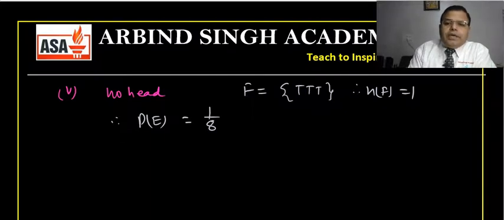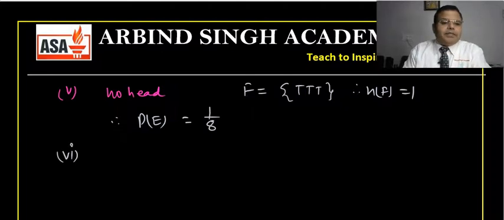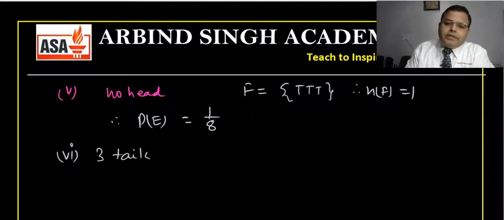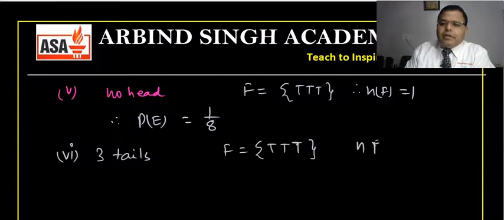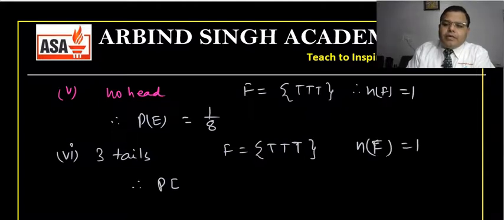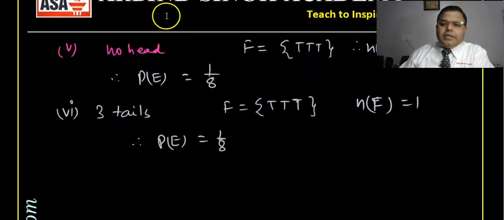Next, the sixth part is three tails. That is tail, tail, tail, and the number of favorable outcomes is 1, and therefore the probability of the event is 1 by 8. So that is the sixth part.